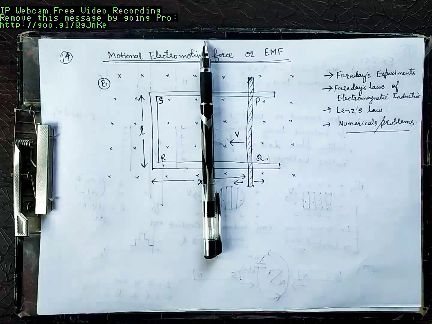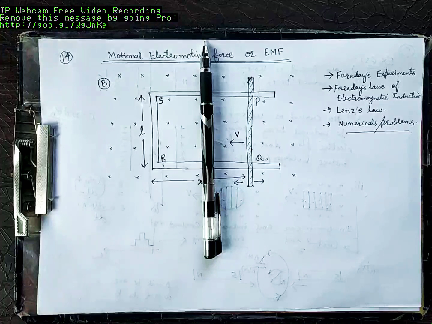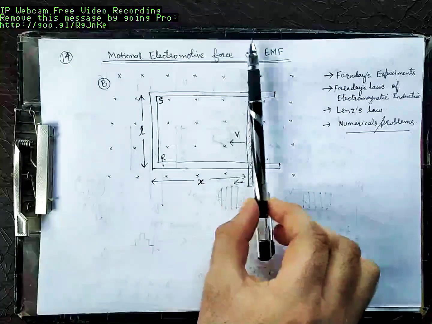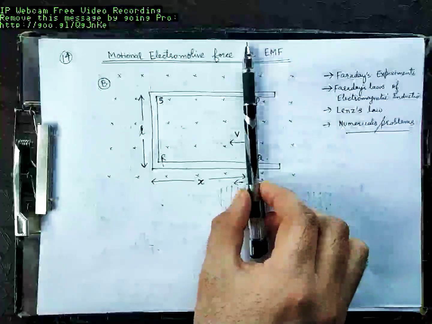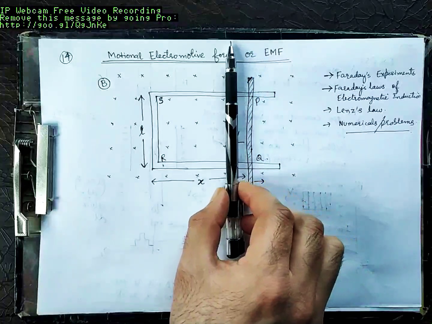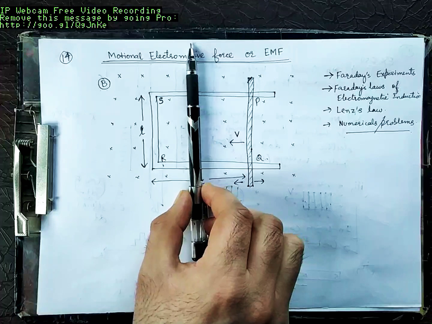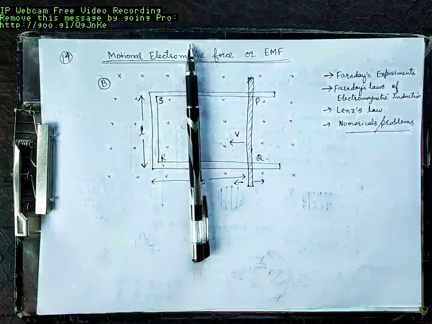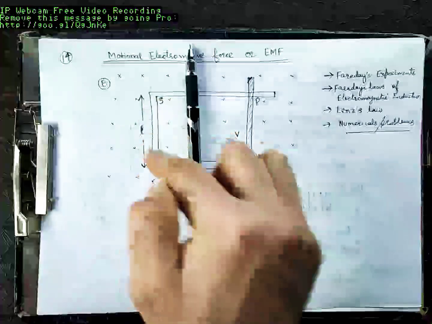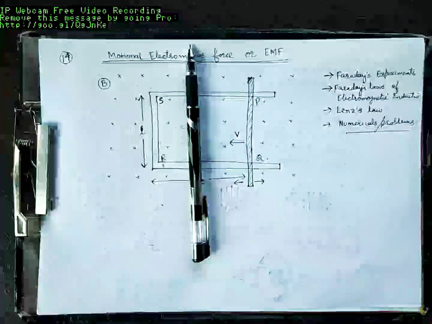We already know from Faraday's law of electromagnetic induction that if you have a loop and the flux passing through the loop changes, there will be an induced EMF in the loop. So as I move this arm PQ towards left, the flux through the loop keeps on decreasing, and so there will be an induced EMF inside the loop.